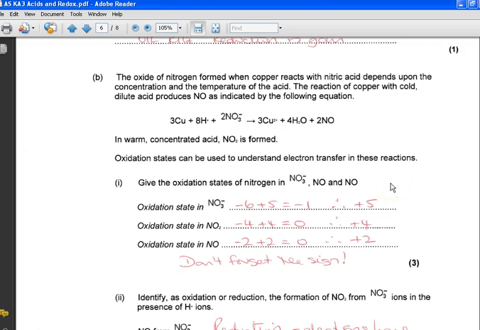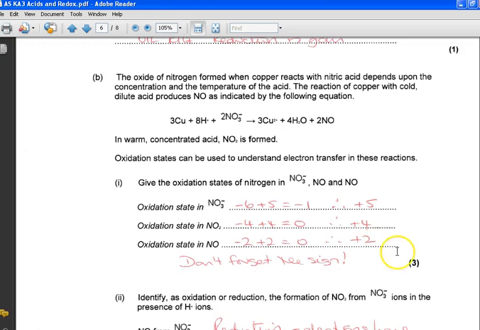NO3-, NO2 and NO. It should be NO2 there, shouldn't it? Okay, but you're told the correct ones here. So NO3-, yeah, +5. Work that out. So it's -6, +5, but it has to come back to -1 because it's got a minus charge. So the nitrogen is +5.